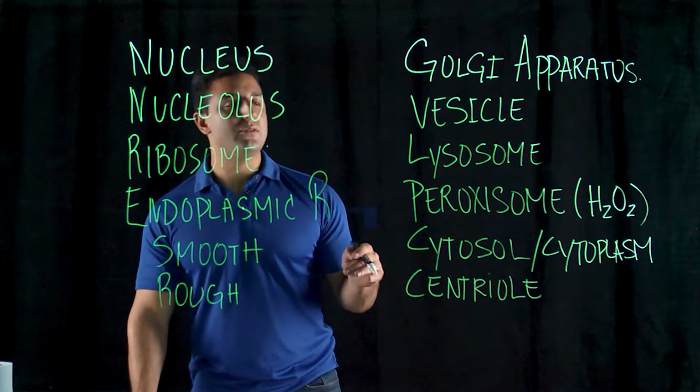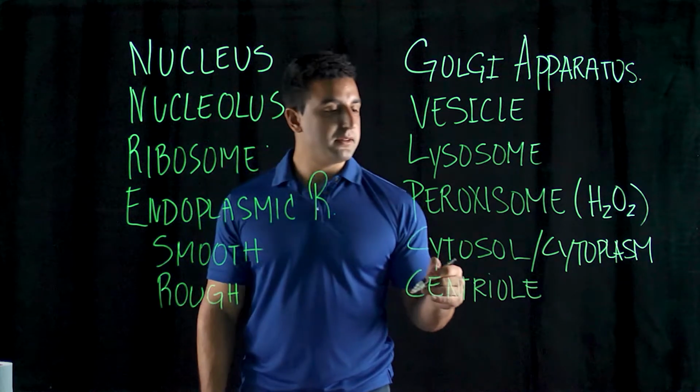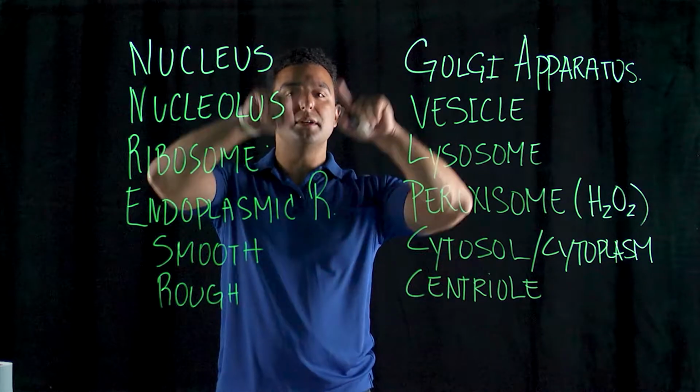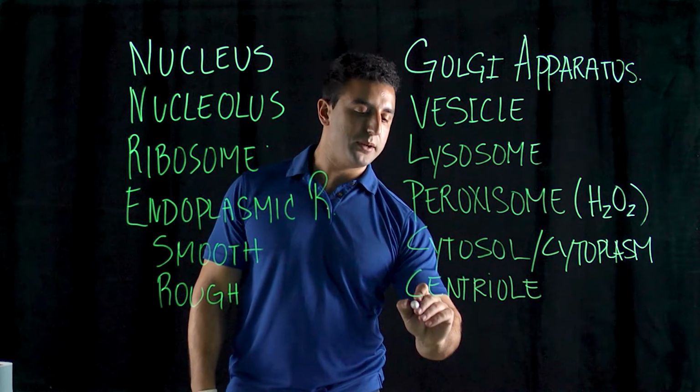There's one big one that we missed. Which is the big one that we missed? What's the big one that we specifically missed? What's covering this whole entire cell? What's that called? That's called the cell membrane.